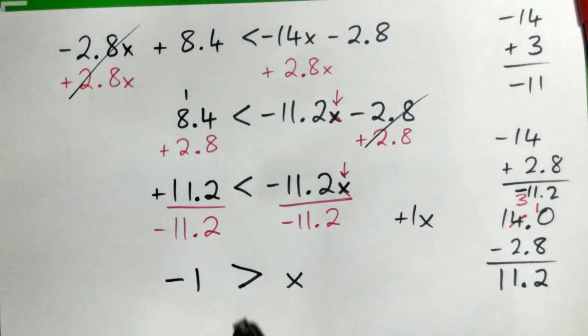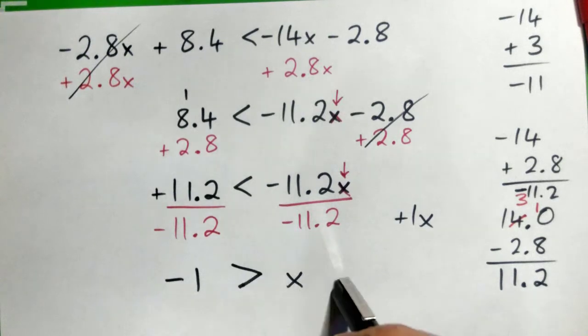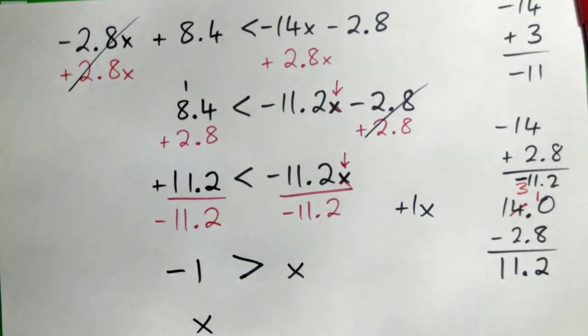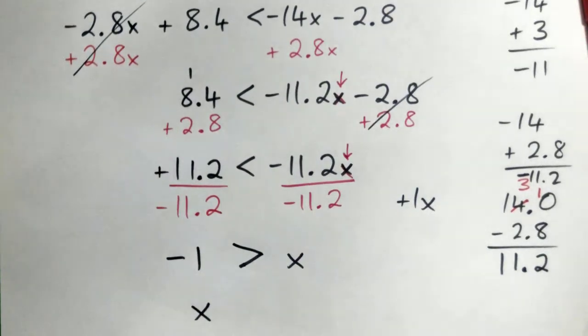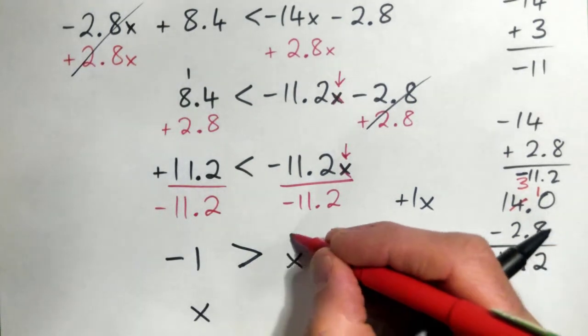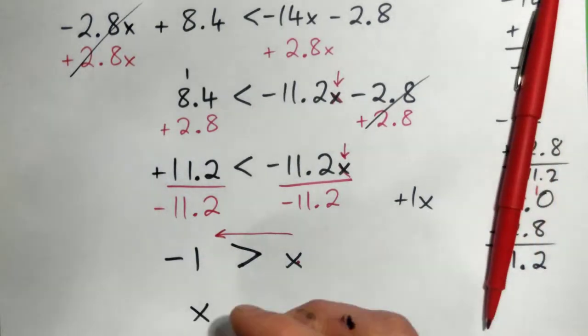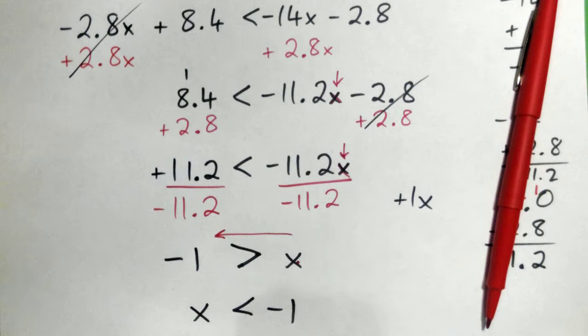And so negative 1 is greater than x, which can be written how? If I put x on the left, how else could I rewrite that? Yeah. So reading in that direction, x is less than negative 1. X is less than negative 1. Good. And then we can graph that.